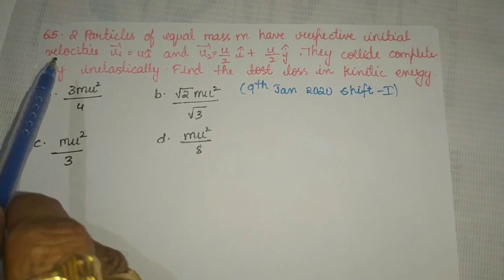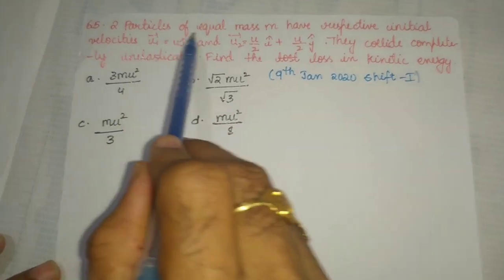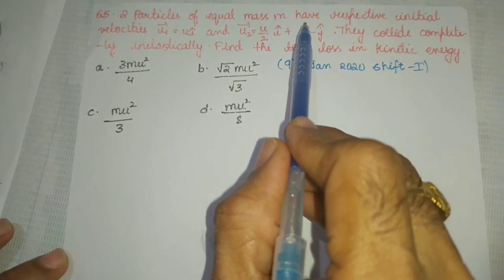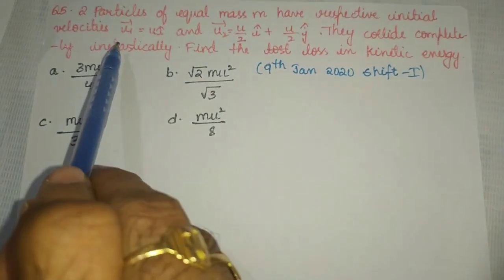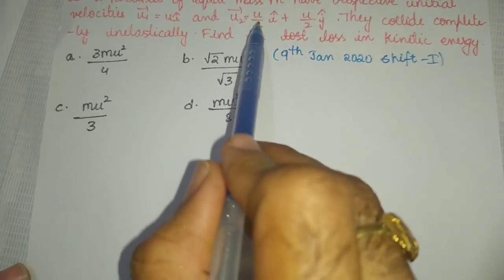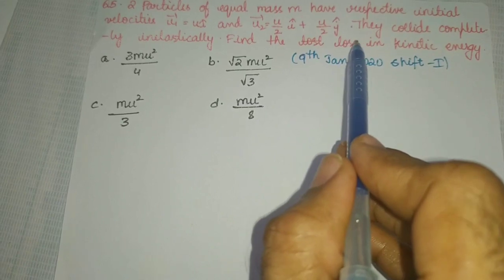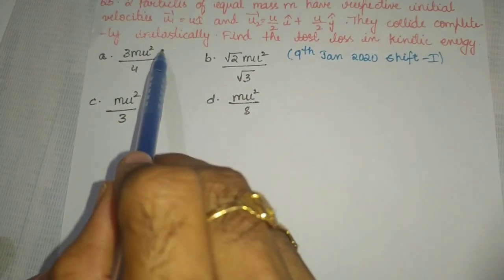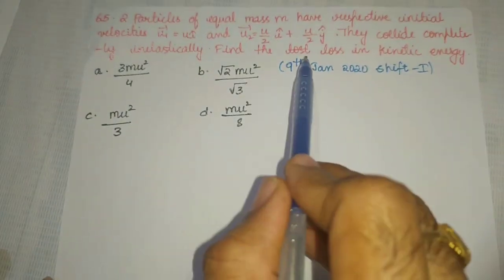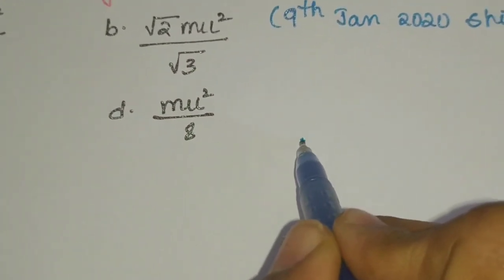Let us consider the fifth question in work power energy. Two particles of equal mass m have respective initial velocities u1 bar is equal to u i cap and u2 bar is equal to u by 2 i cap plus u by 2 j cap. They collide completely inelastically. Find the loss in kinetic energy. So we consider this one.